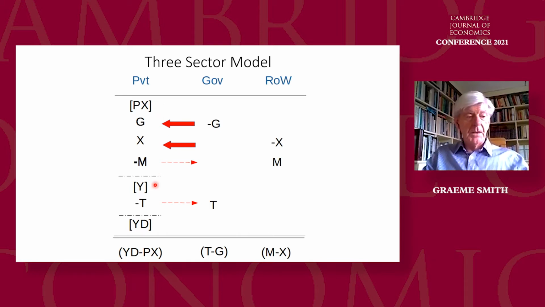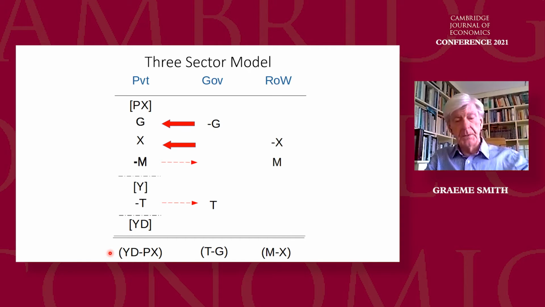And so given values for G and X, we can solve for the entire system. Now, if the sectoral balances are zero, we have a stock equilibrium. But if one is non-zero, at least one other must be also, since they must sum to zero. And any imbalances will lead to a flow of financial assets between sectors.